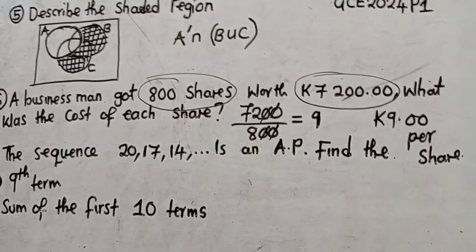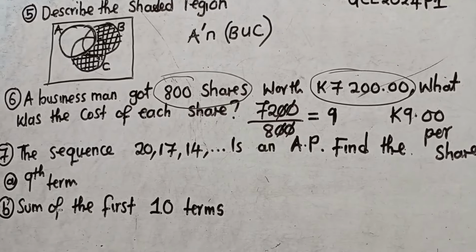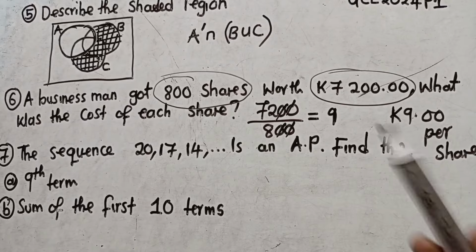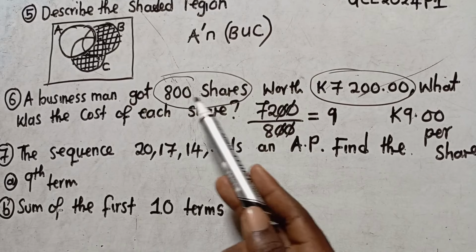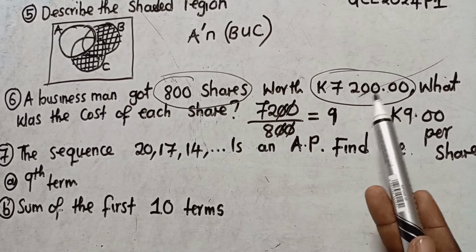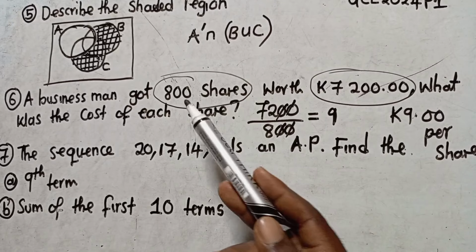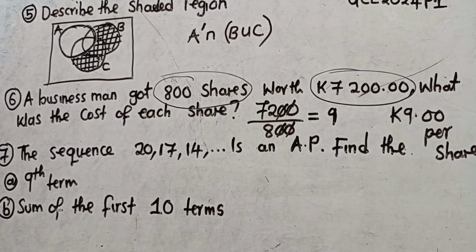This is what you just need to do. As simple as that. Hope you've seen. You just need to get to this one, divide it by that, because I've told you that you are dealing with 800 shares that cost that. Then per share, you get to this one, divide it by that. So it is 9 kwacha per share. As simple as that. I guess you people are able to see what I am doing. Then we move now to the next question.